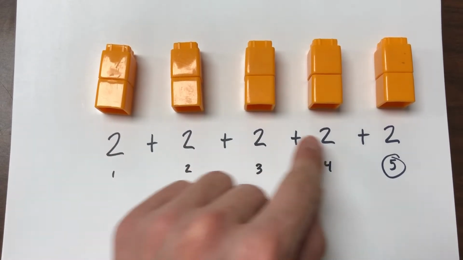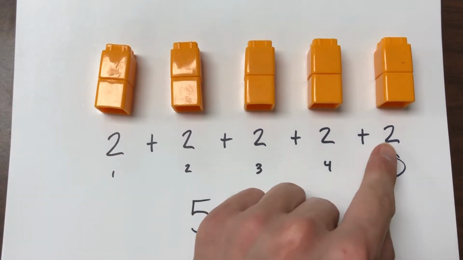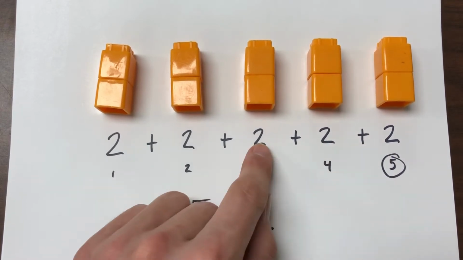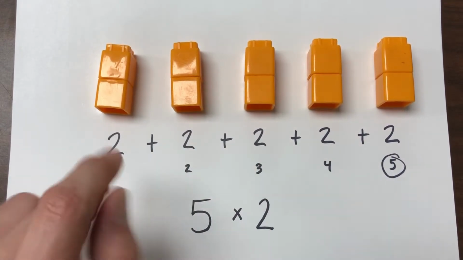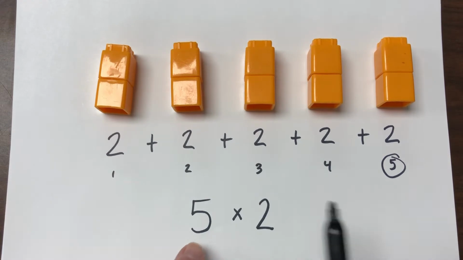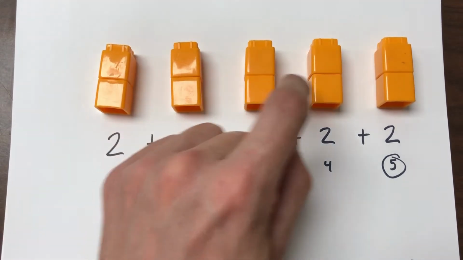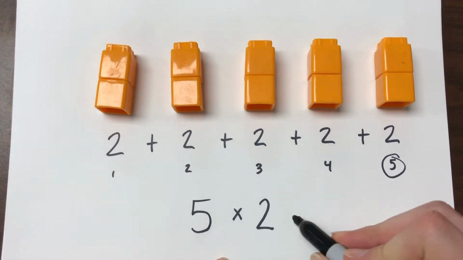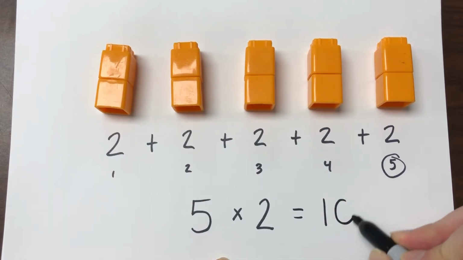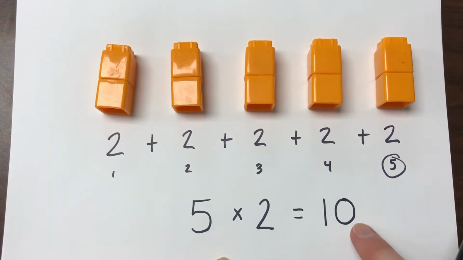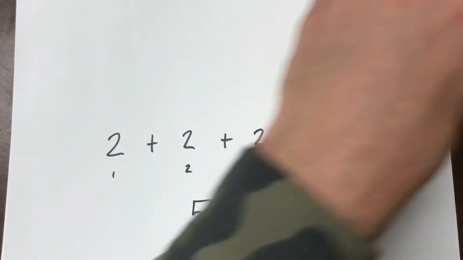1, 2, 3, 4, 5. And there's 2 here, 2 here, 2 here, 2 here, and 2 here. That's where we get this multiplication sentence. 5 times 2. And then the total of 5 times 2 is 2, 4, 6, 8, 10. That would be the same as 10. Great. So now that we've got this one done, let's move on to a different problem.